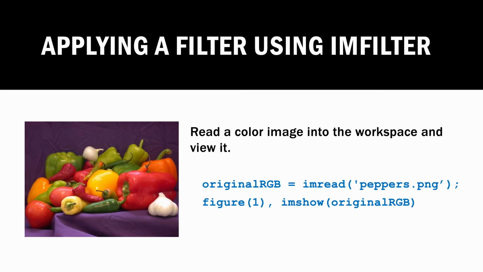Let's start applying a filter in MATLAB. First, we read a color image into the workspace. Here, we use the sample image called peppers.png, which is included with MATLAB. We use the imread command to import the image and the imshow command to display it in Figure Window 1. This gives us the original image we'll use as input for our filtering process in the next step.